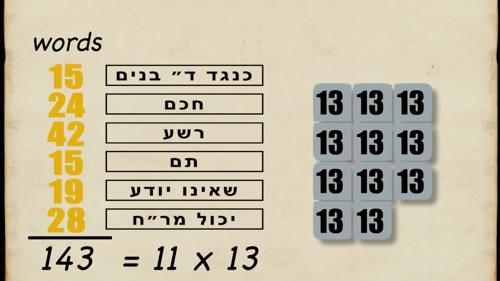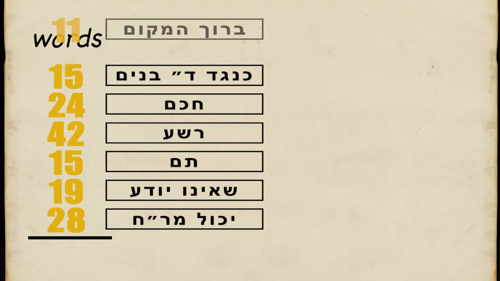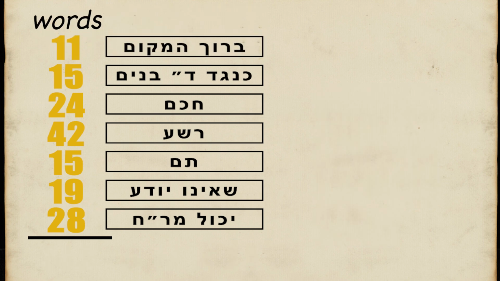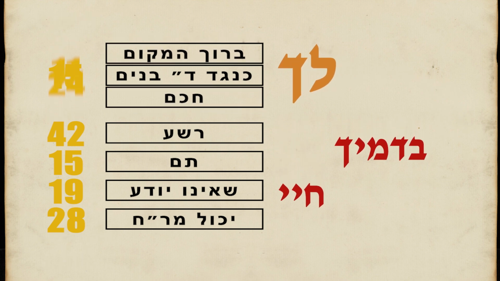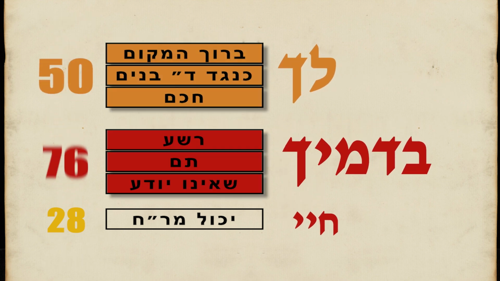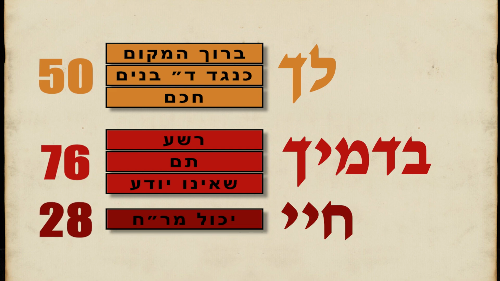That itself is significant, but by including the preceding 11 words of Blessed is the Omnipresent, sometimes treated as an introduction to the 4 sons, we arrive at 154, Lach b'damai chayi. But in this case, we find that the composer even carefully edited the segments to spell out the phrase word by word. Lach, 50, b'damaich, 76, chayi, 28.